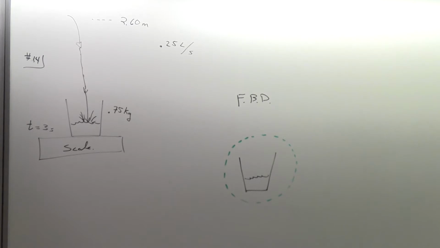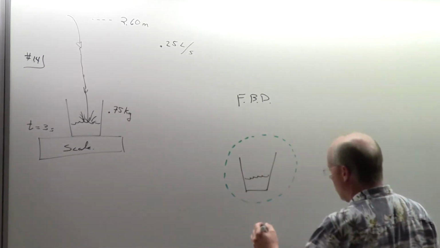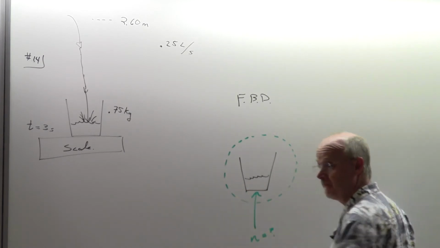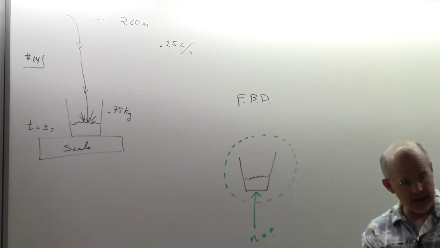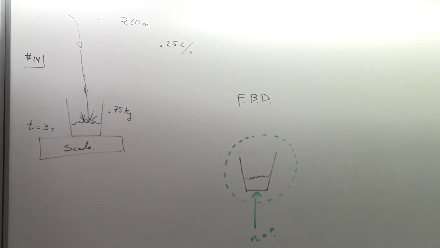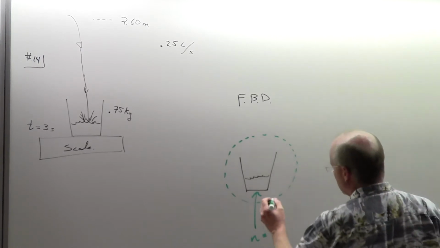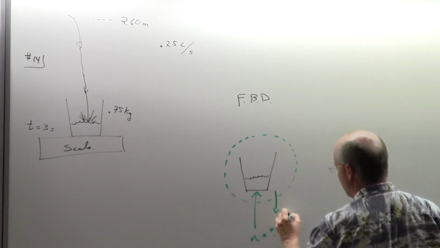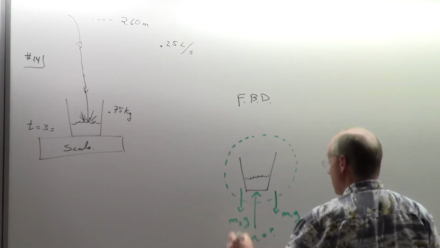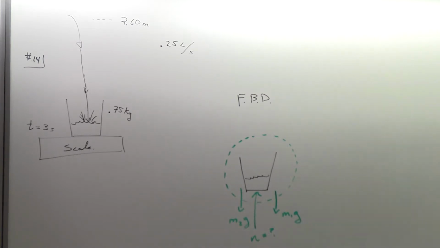But what I do want you to see here is the things pushing from the outside would be this normal force coming from the scale, right? In fact, that's what the scale reads. The scale reads how much it is pushing up. Okay? Now, what's pulling down on it? Well, would you agree there would be the weight of the bucket and the weight of the water? Okay. Anything else, though?